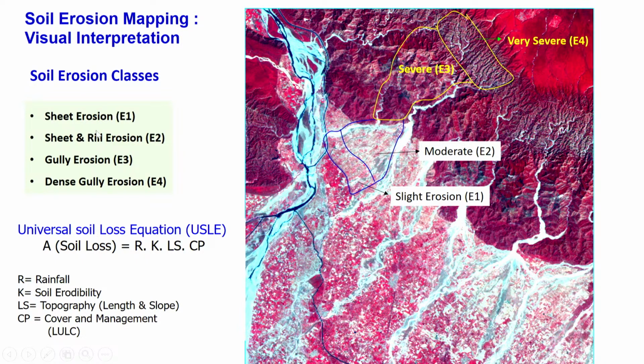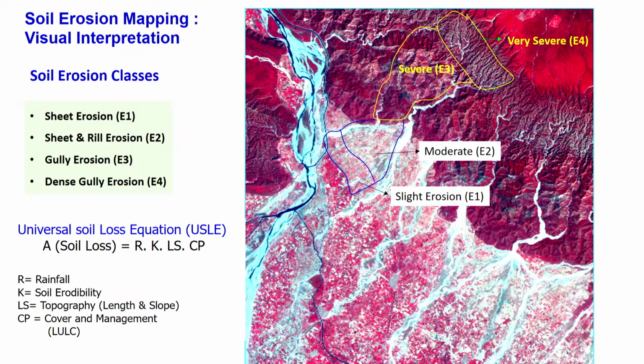And we know there are mainly four types of erosion classes: sheet erosion, or you can say slight erosion, moderate erosion, gully erosion, severe erosion, and very severe erosion, that is dense gully erosion. And how do they appear on the remote sensing data? You see, this is one hill, Shivalik Hills. Here you see very white reflectance. Actually, soil is washed out from the surface. In erosion, topsoil is removed.